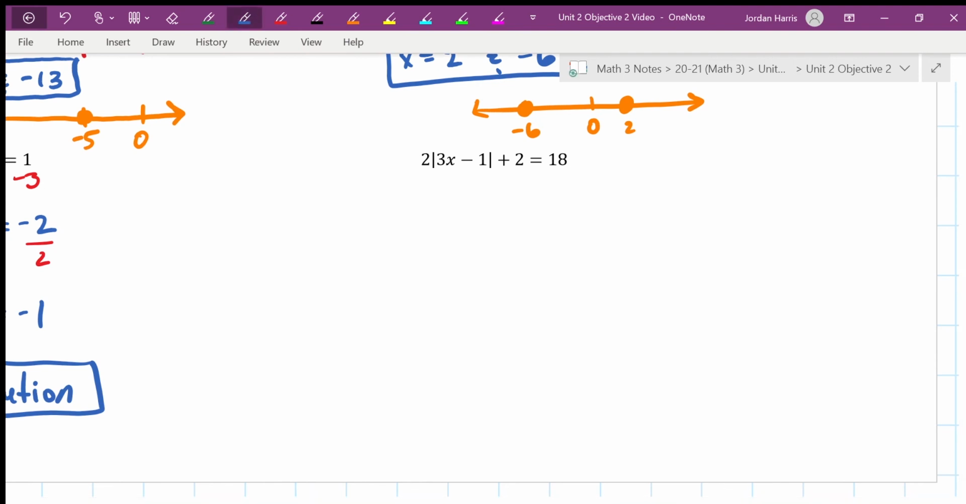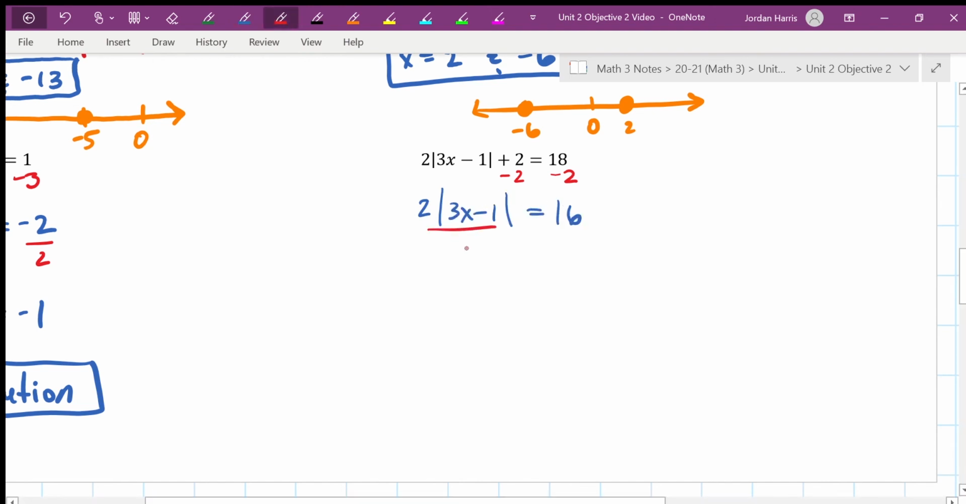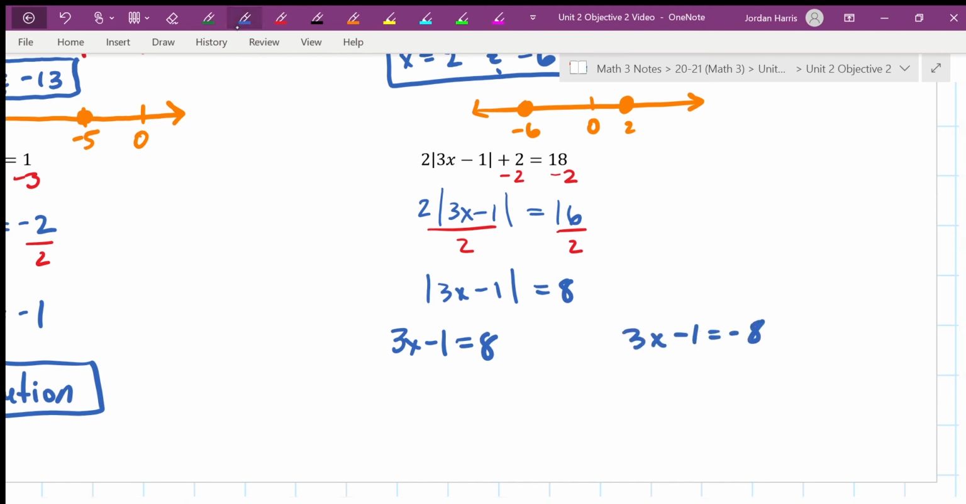All right, so let's look at the next one. So we subtract 2 from both sides. I get 2, 3x minus 1 equals 16. Divide by 2. I get the absolute value of 3x minus 1 equals 8. Oh, positive number. Set up my 2 equations. 3x minus 1 equals positive 8. 3x minus 1 equals negative 8. Then we go through our steps.